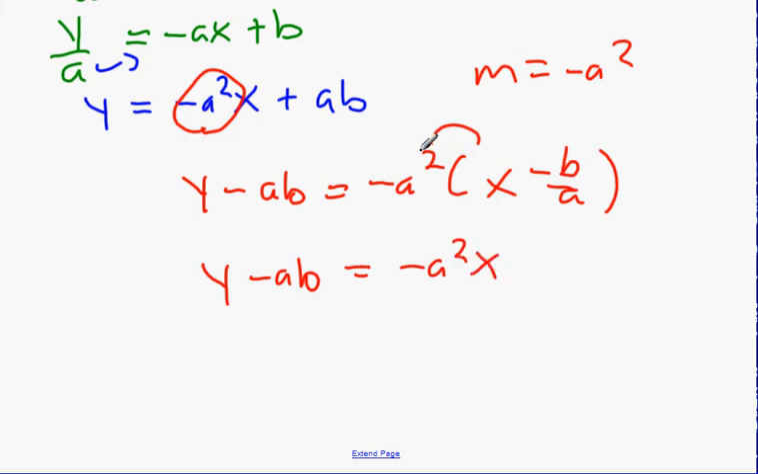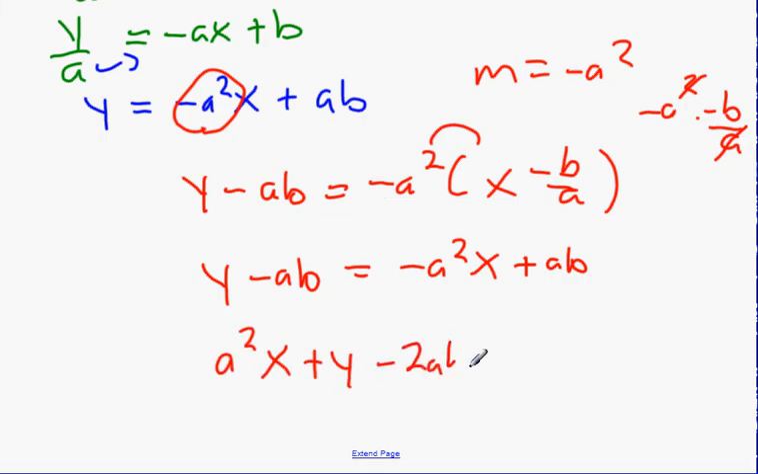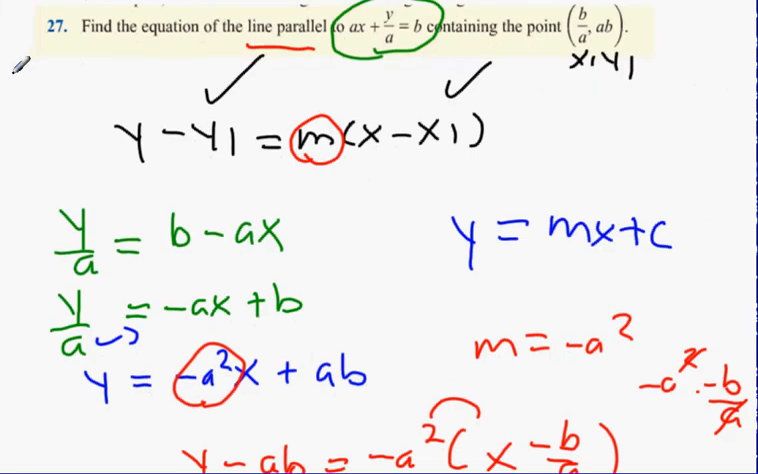Now, what's minus a squared times minus b over a? Can anybody tell me? It's going to be plus ab, because that a cancels with that, and then minus times minus gives plus. Perfect. Bring it all over one side, and we get a squared x plus y minus 2ab equals 0. Is that what we're asked to do? Yeah, that's the equation of the line.